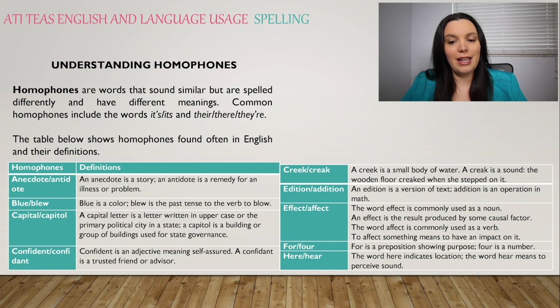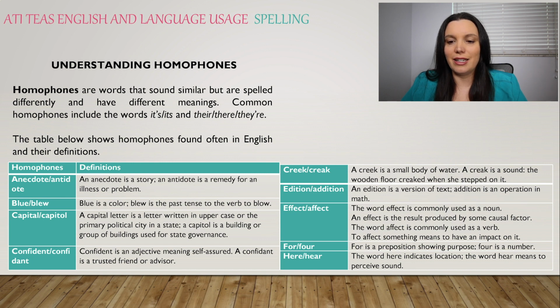A capital is a building or group of buildings used for state governance. Confident: confident is an adjective meaning self-assured, and confidant is a trusted friend or advisor. Creek: a creek is a small body of water. A creak is a sound. The wooden floor creaked when she stepped on it.